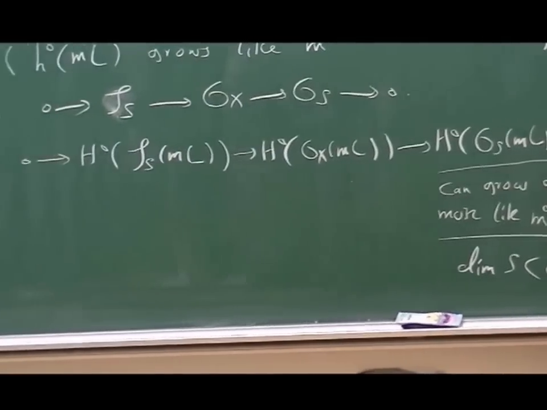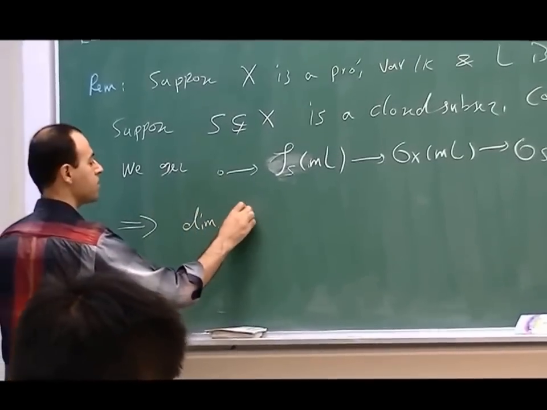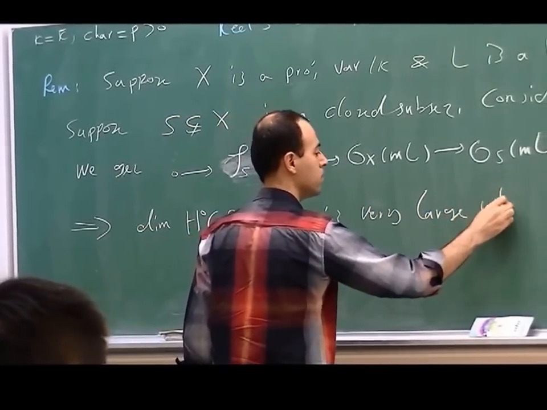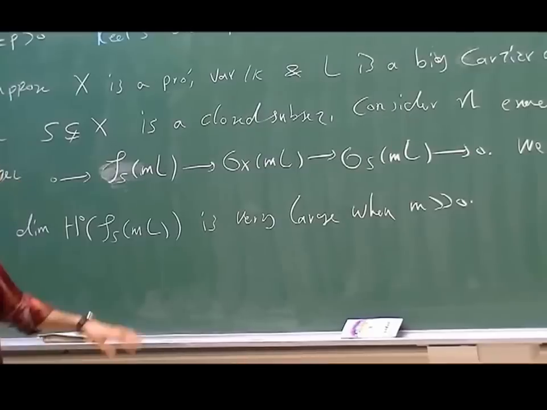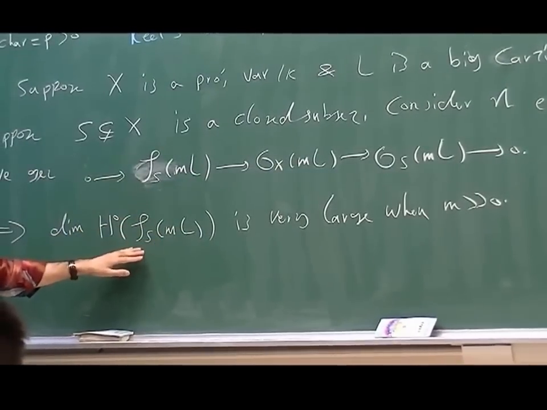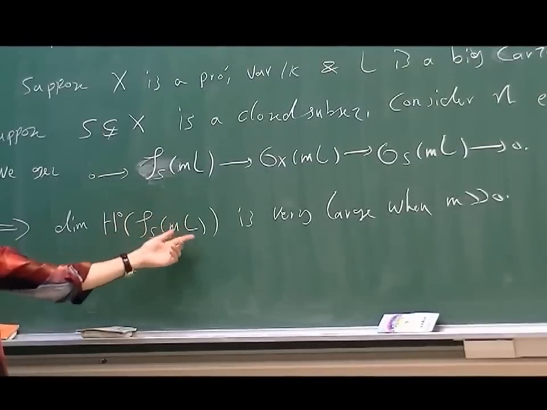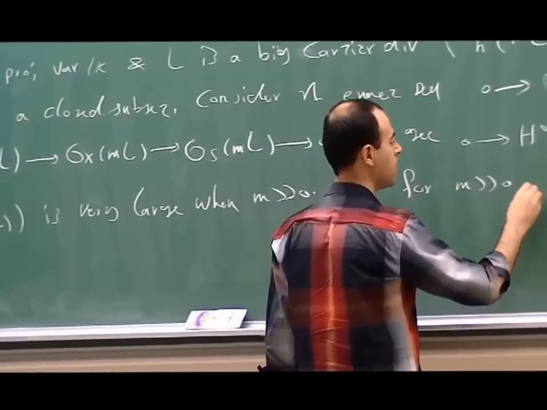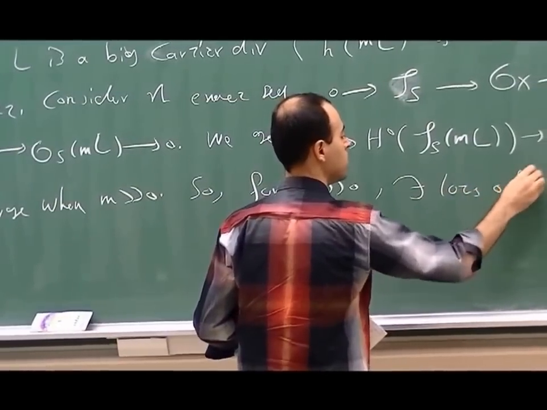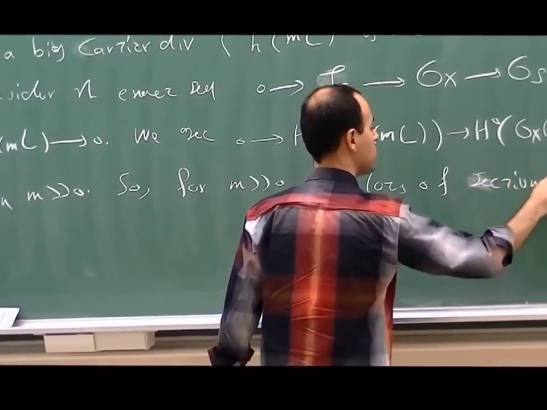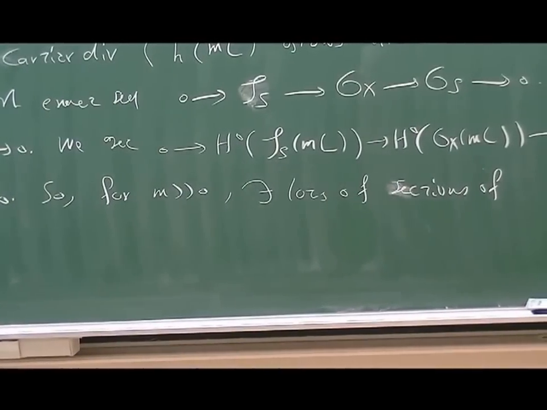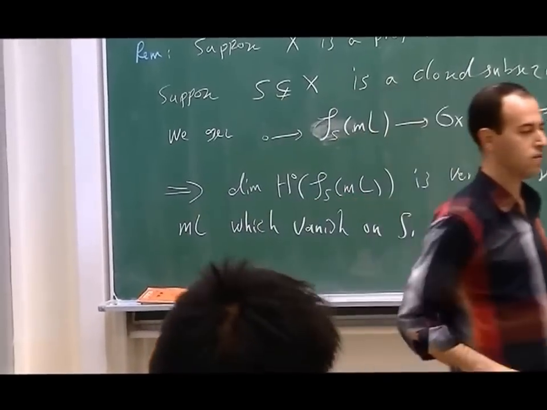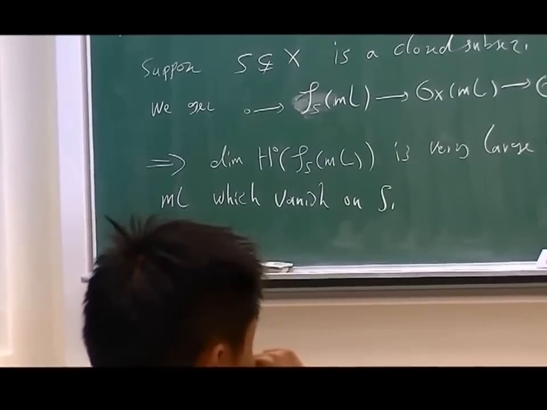Therefore the dimension of this space also grows very large. Anyway, I'm not really looking for so many sections. What I'm looking at is actually the fact that you can always find sections of mL which vanish on this little set. So for m sufficiently large, there are always a lot of sections of mL which vanish on this little set. Okay, this is just a very general remark, and you will see soon why I am interested in this kind of thing.